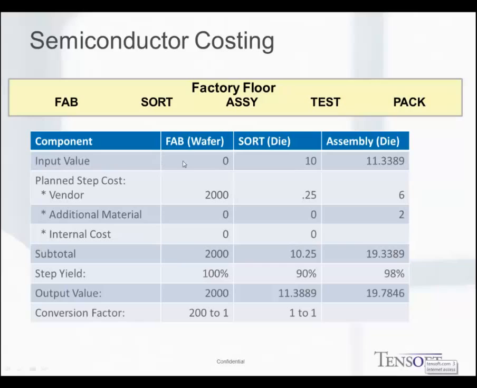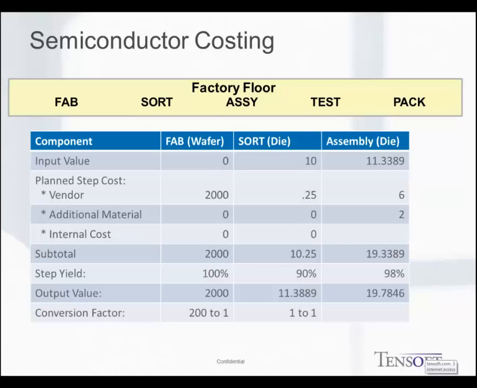So this input value is really the assumption that the output of the preceding step becomes the input to the next step. And so I have a 200-to-1 wafer to die conversion. So I've got a $10 equivalent die on my wafer. The equivalent cost for this step is 25 cents for the test. And so I've got a cumulative cost of $10.25.